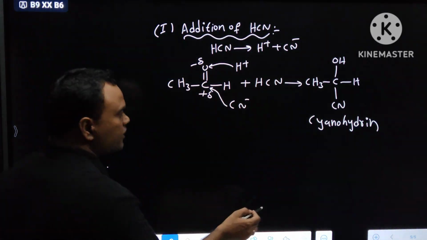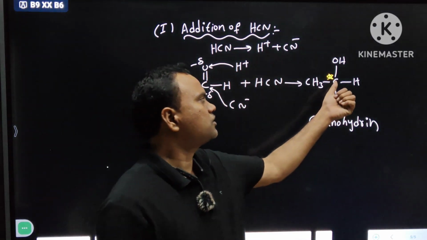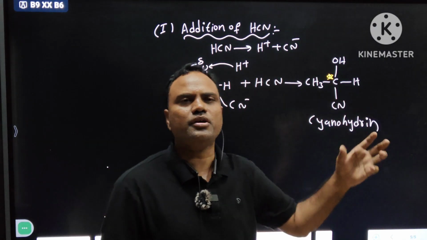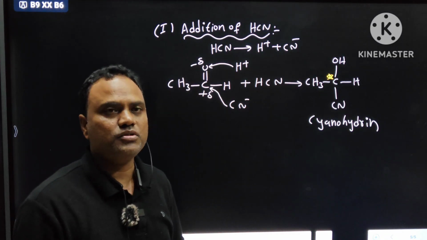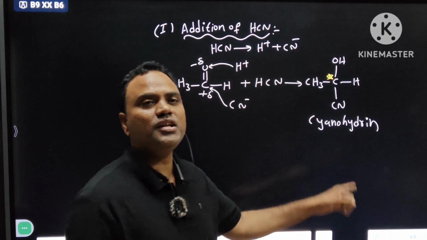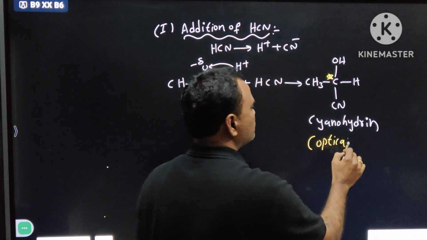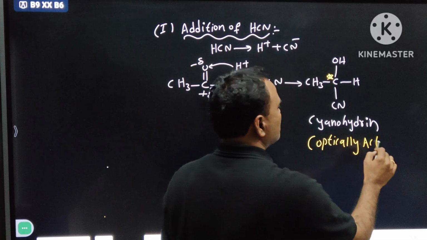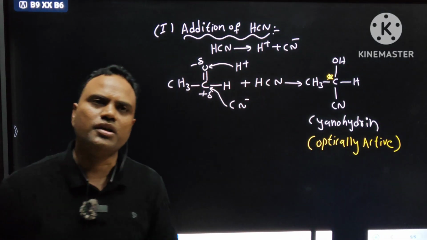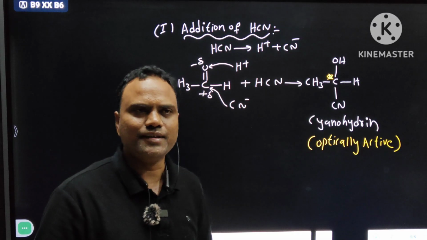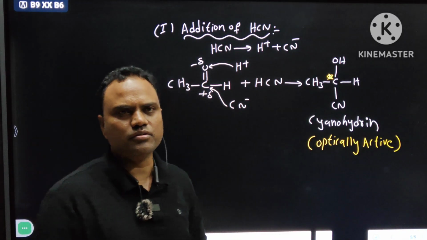And a very, very important point, look at this carbon. This is a chiral carbon, right? It is surrounded by how many atoms or groups? 4 different atoms. So this is chiral, so optically active. The formed compound is optically active. Very, very important. Which of the following reactions produces an optically active compound? Clear? The common name of the product is cyanohydrin.